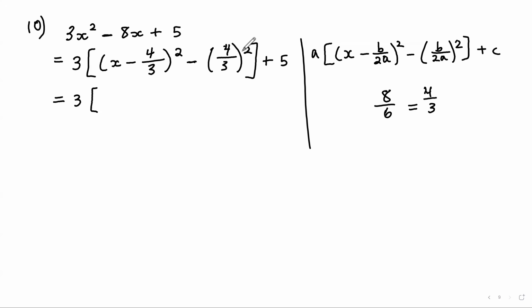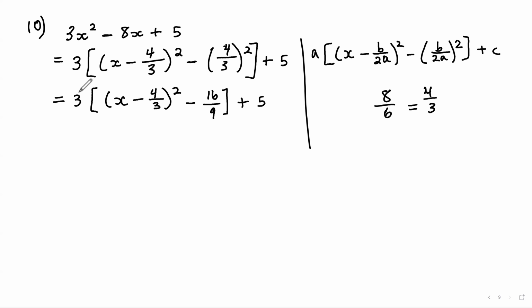4 over 3 squared. So this first part remains the same, 3 by x minus 4 over 3 squared. What would this become? Minus 4 over 3 squared, which is 16 over 9. Yes, right? And now we are going to remove the square brackets by multiplying 3 throughout.